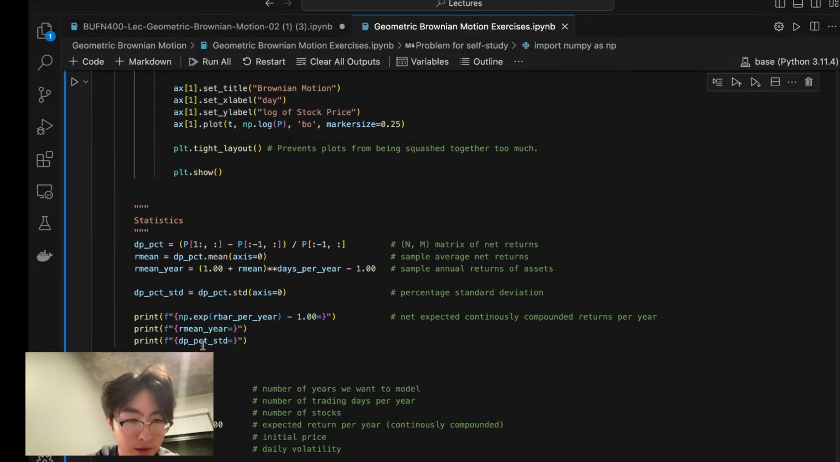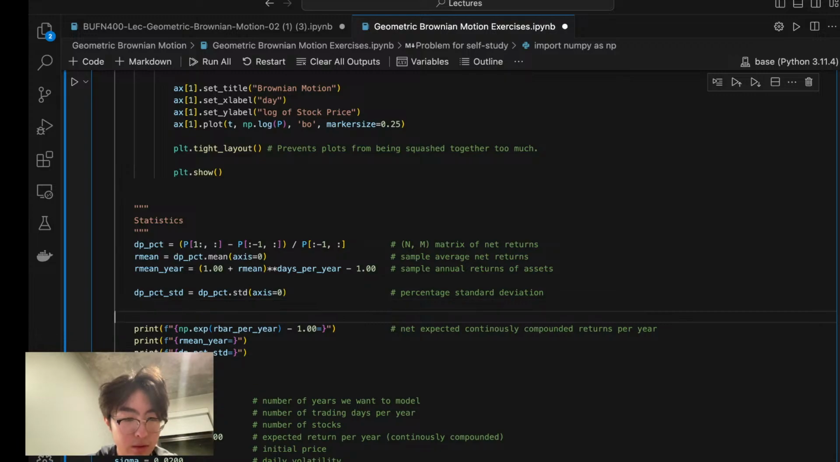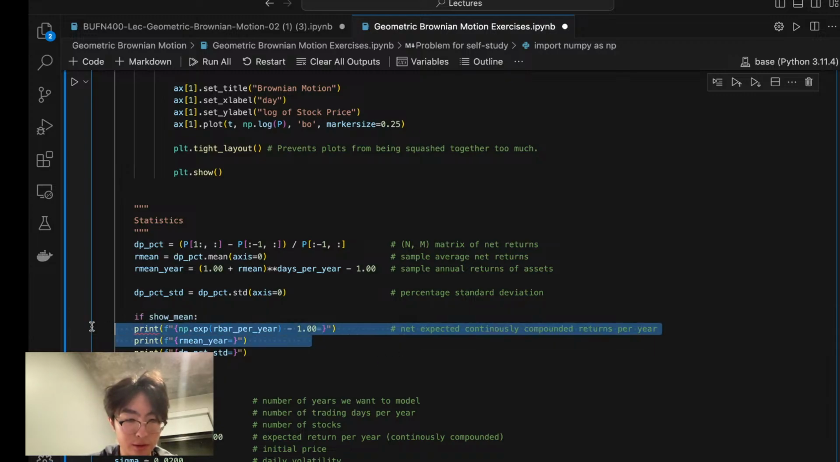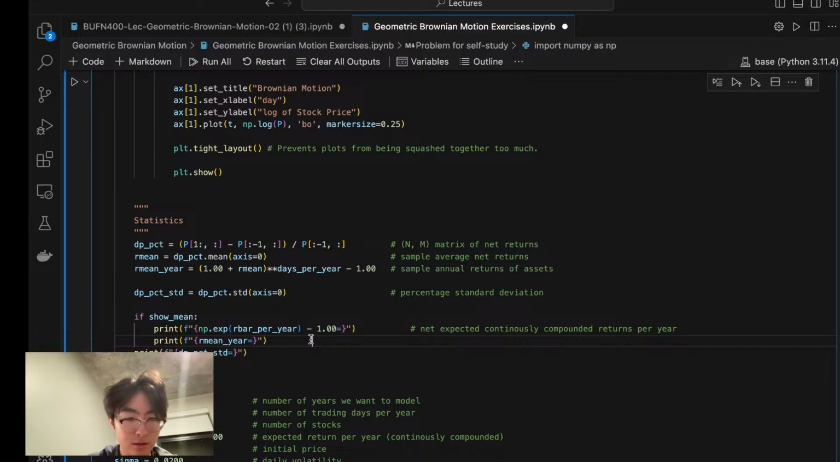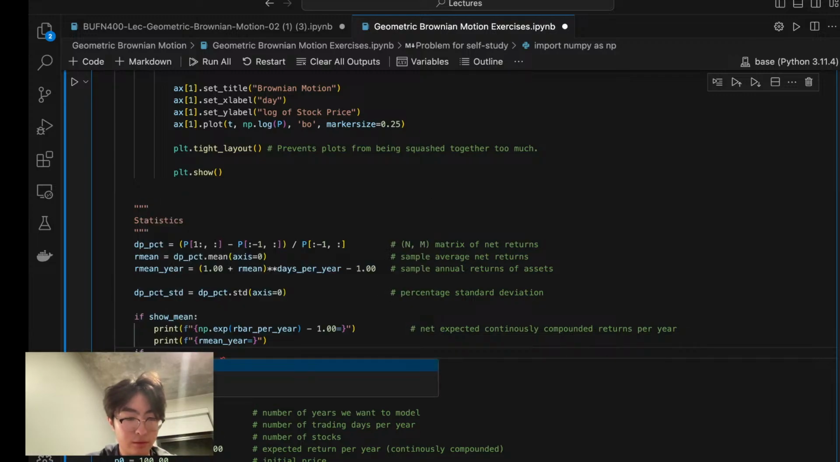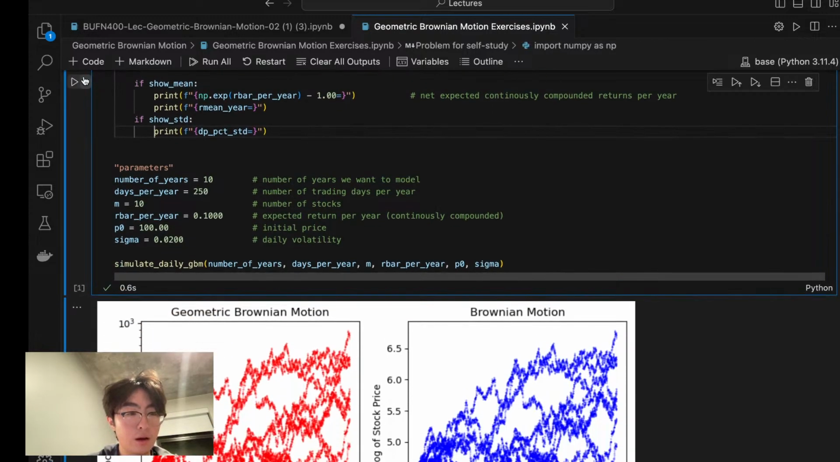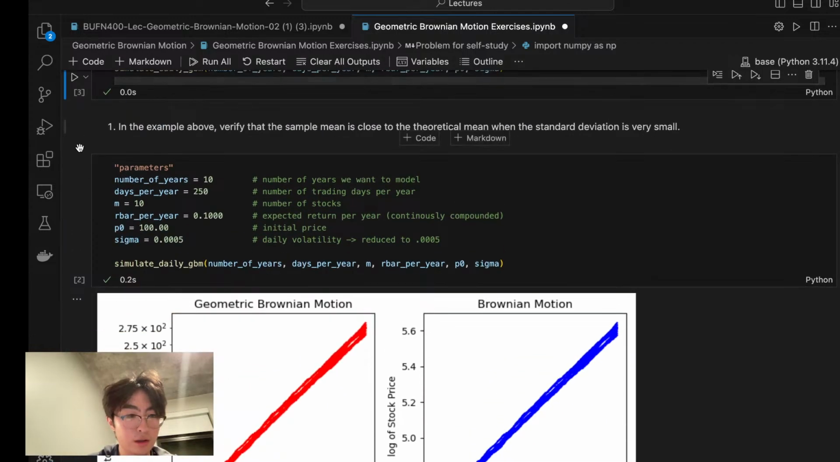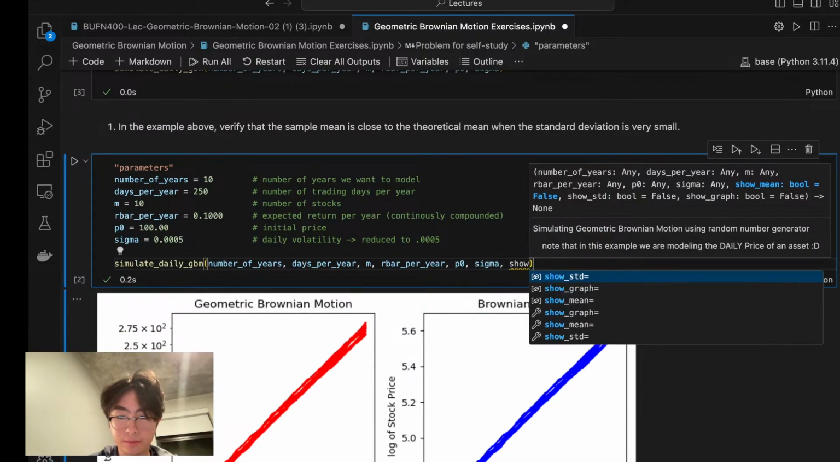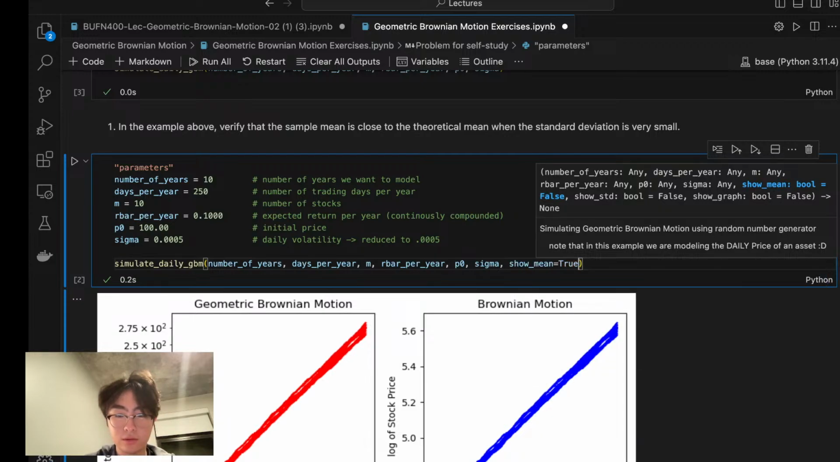Right. And then also I want to clean up this print statement stuff. So I'm going to say if show mean, then I'll print this stuff out. And then if show STD, then we print out this. Okay. So this should print out nothing. Nice. And then I think show mean is equal to true.